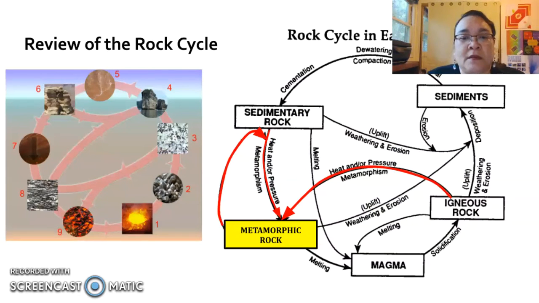First, let's do a quick review of the rock cycle. Metamorphic rocks are the final rock type that we will talk about in this class, and they are formed when heat and/or pressure alter other pre-existing rocks that can be igneous, sedimentary, or metamorphic rocks. The parent rock of a metamorphic rock is known as a protolith.